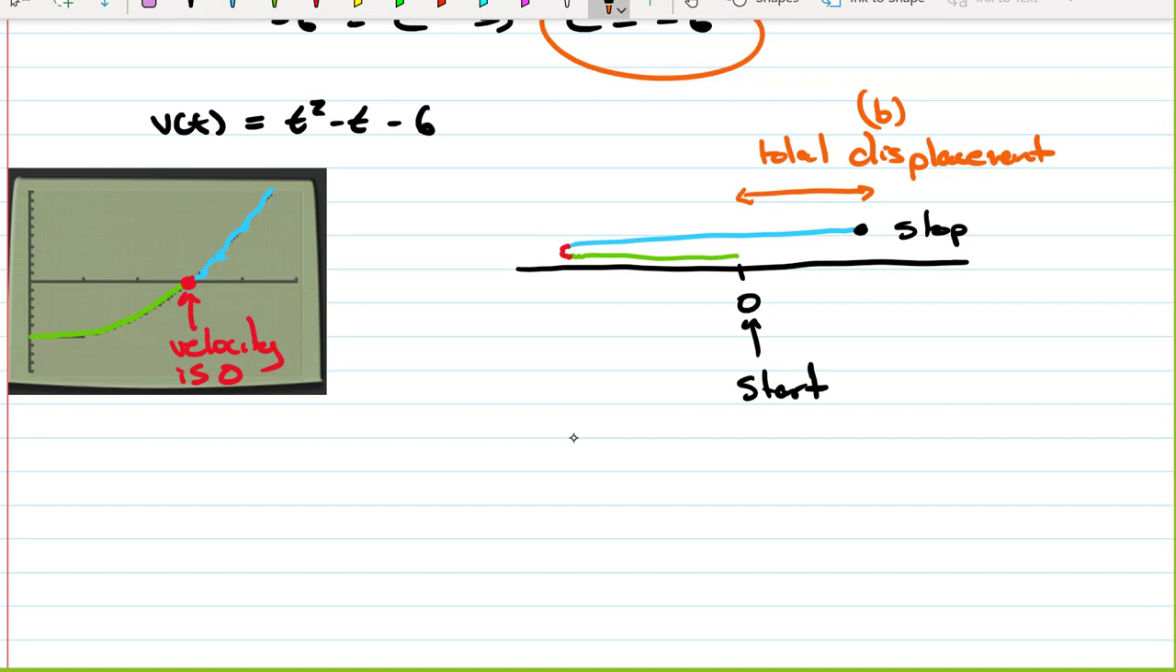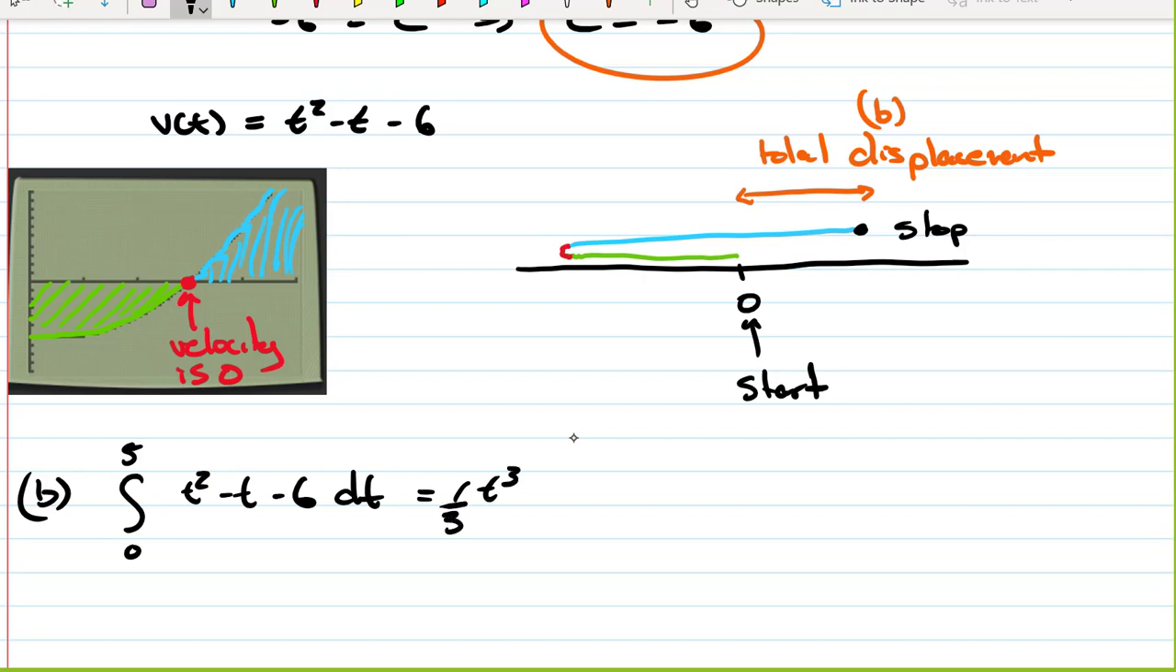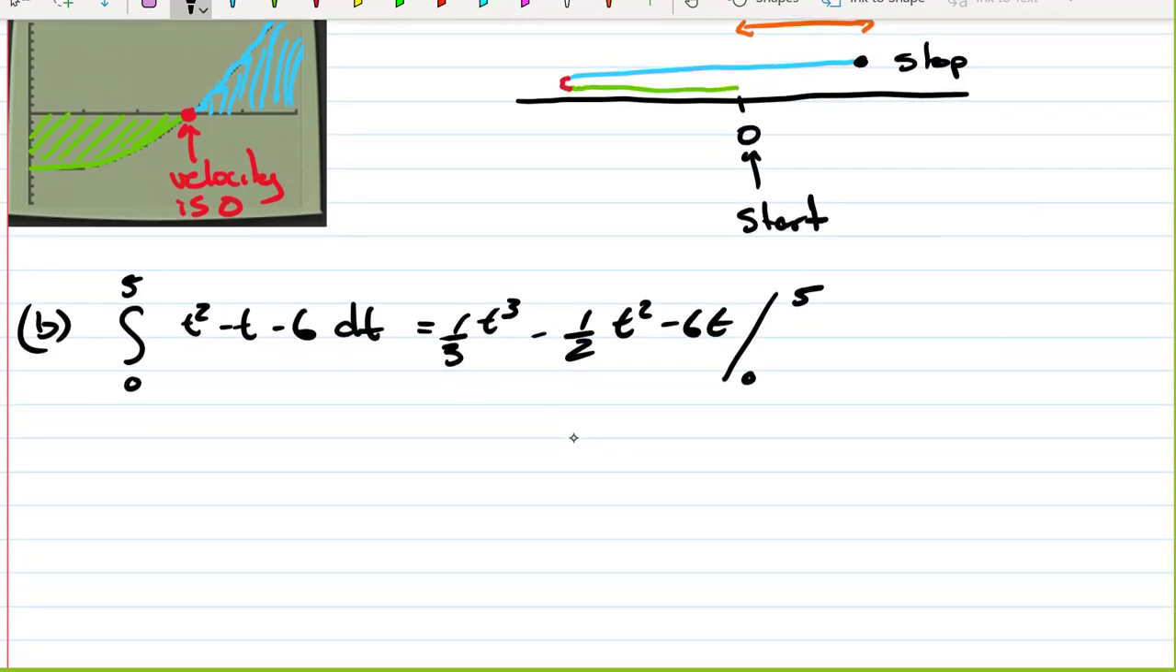So let's go ahead and do B first. It turns out B is the easy one, because area below the x-axis is going to be negative, and area above the x-axis is going to be positive. So the value of the integral would be the area in blue minus the area in green, which represents the total displacement. So for B, we integrate from 0 to 5 our velocity function, t squared minus t minus 6 dt, which gives us 1/3 t cubed minus 1/2 t squared minus 6t, and then we evaluate that from 0 to 5.